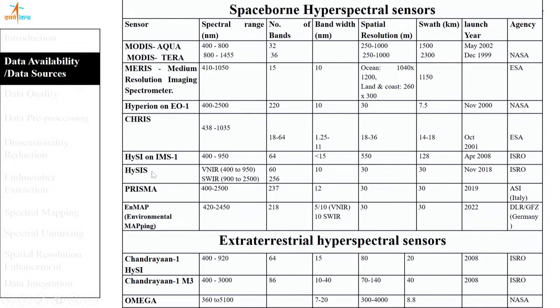Then HySIS was launched recently in 2018, with 60 spectral bands in VNIR, 256 in SWIR, and 10 nanometer spectral resolution. Spatial resolution was 30 meter, and swath width was 30 kilometer. Then the PRISMA sensor, which was launched in 2019 by the Italian Space Agency, had a 400 to 2500 nanometer spectral range with 237 bands and 30-meter spatial resolution and 30 kilometer swath width.